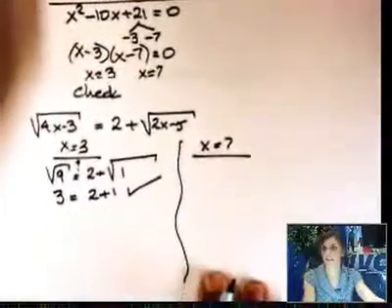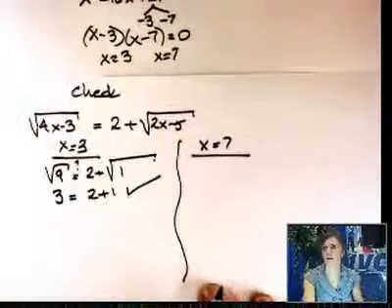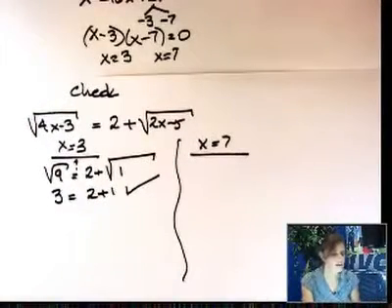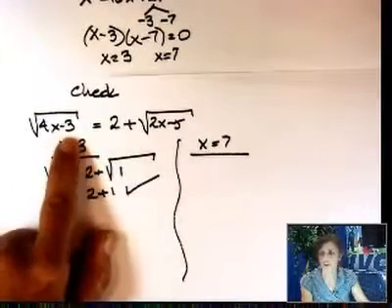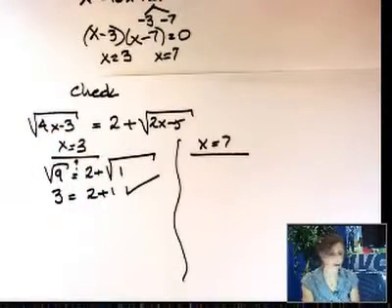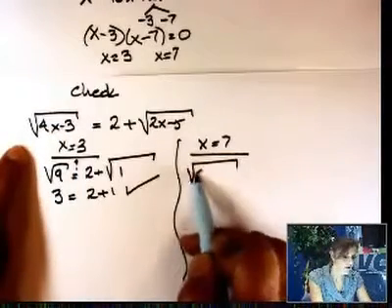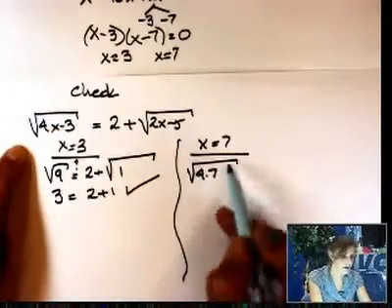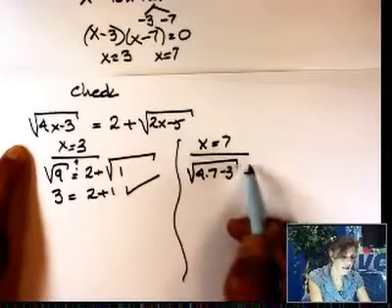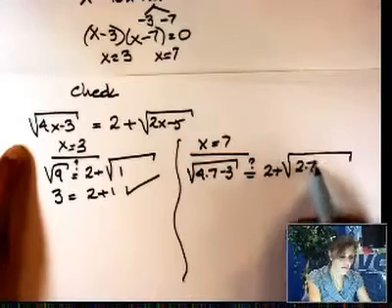So let me do that. I was not even showing you, just rewrite it and write it. Okay, here you go. So I checked. Here's my original equation. I just put in 3 for x and see it worked, and it did work. Let's do the same thing with that one. Okay, 4 times 7 minus 3. Is that the same as 2 plus 2 times 7 minus 5?